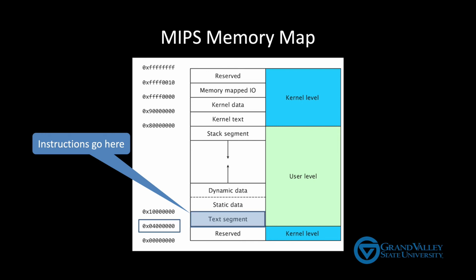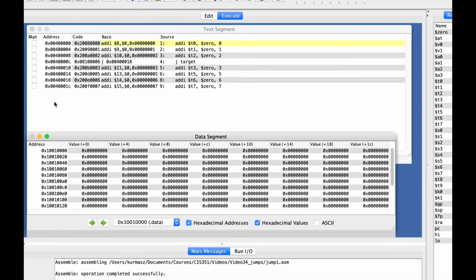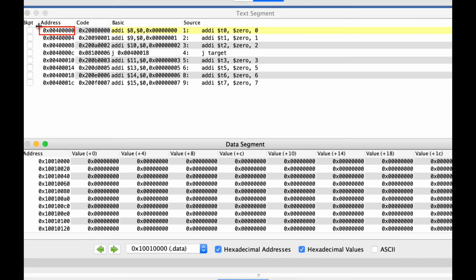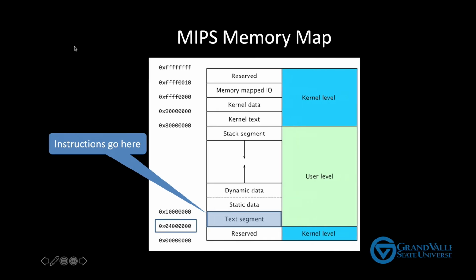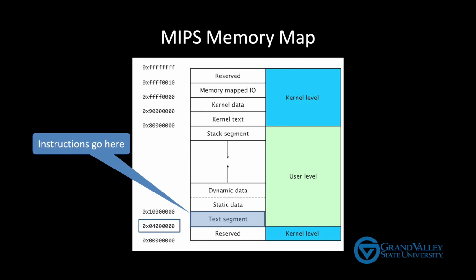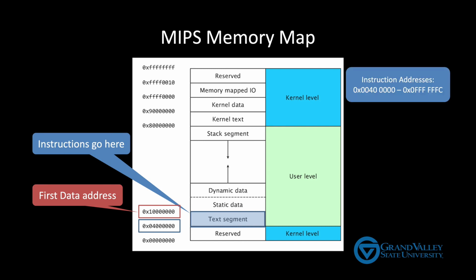This map shows that the text segment begins at address 00400000. In fact, this is what you see if you look at the text address in MARS. First instruction is at 00400000. Now from this map, you can see that the conventional place to start putting your data begins at 10000000. Thus, instructions have addresses that range from 00400000 to 0FFFFFFC.